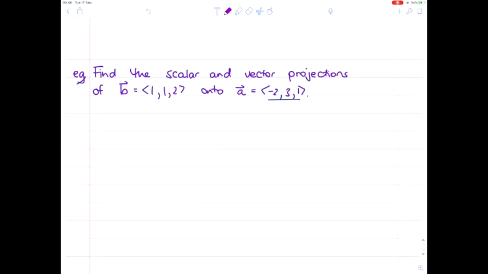So for homework, you can find the scalar and vector projections of these two vectors. So we're wanting B onto A, and notice that they are three-dimensional, but you use exactly the same technique. So give that a try and then come back and check the notes.